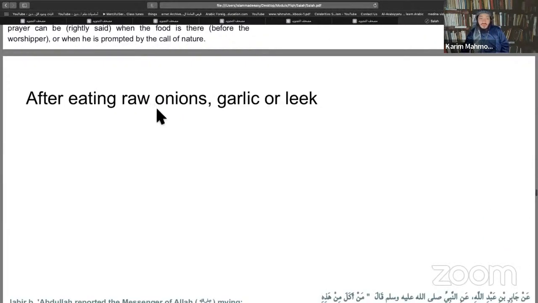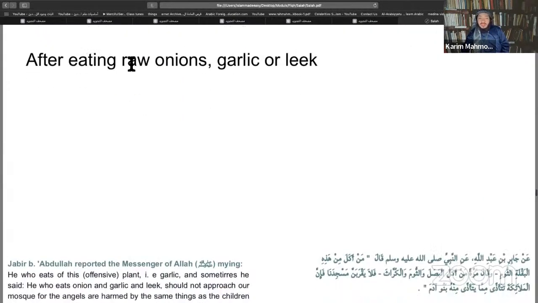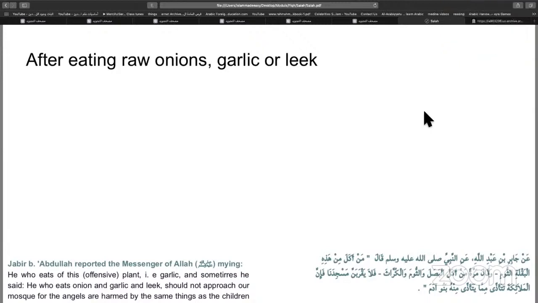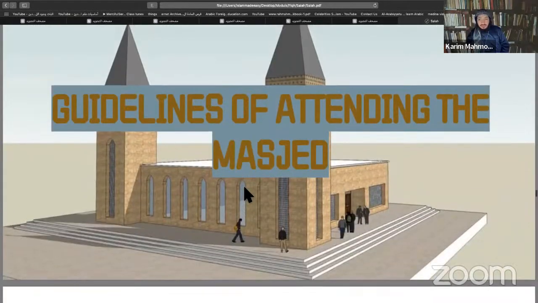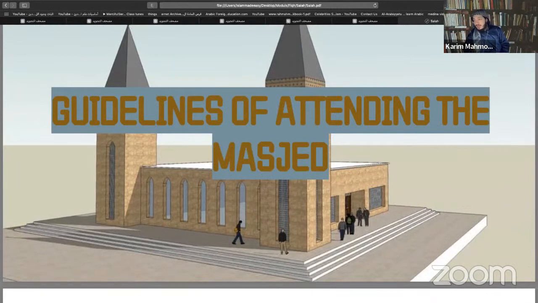After eating garlic or onions, raw garlic, not cooked, but raw garlic or onions, the Prophet ﷺ told us that whoever eats raw garlic or raw onions, he said to us not to come to the masjid. Why shouldn't that person come to the masjid? He said because the angels don't like bad smells, like humans don't like bad smells. That's why if a person has a bad smell, he should not come to the masjid until he can fix that smell, so it doesn't harm the angels and the people who are praying.